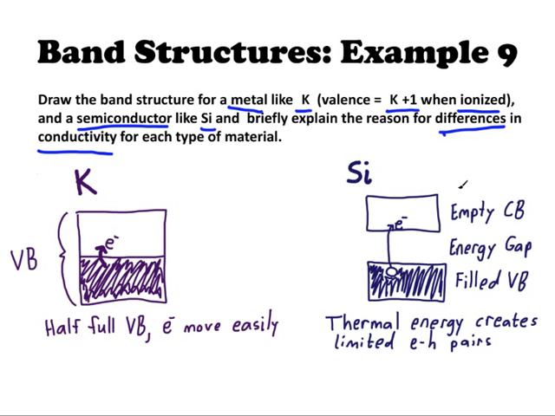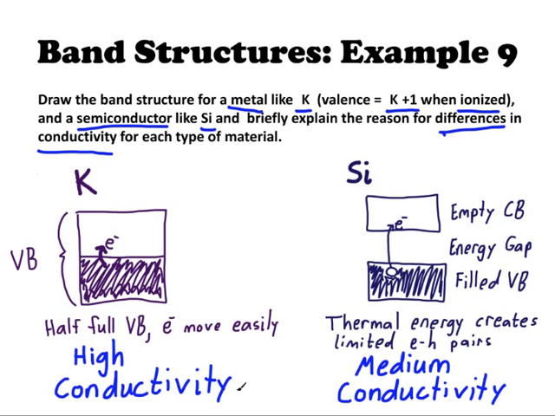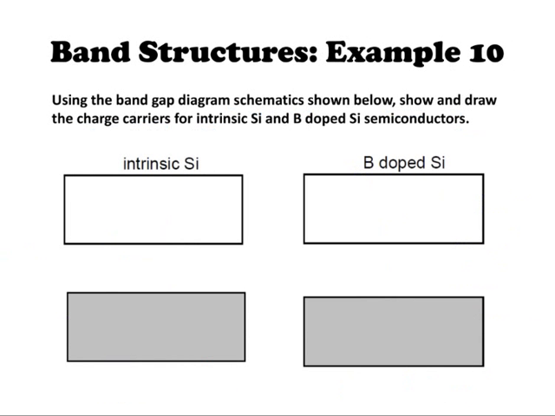For semiconductors, only a very small fraction of atoms contribute their valence electrons as charge carriers, while for metals, all valence electrons are contributed as charge carriers. For these reasons, metals have a high conductivity, while semiconductors have a medium conductivity because they are limited by thermal energy. Band structures example 10.